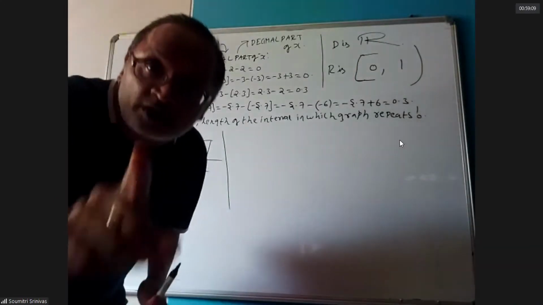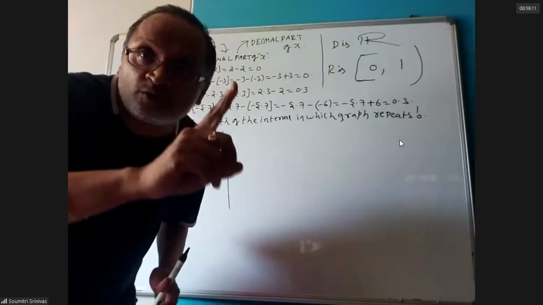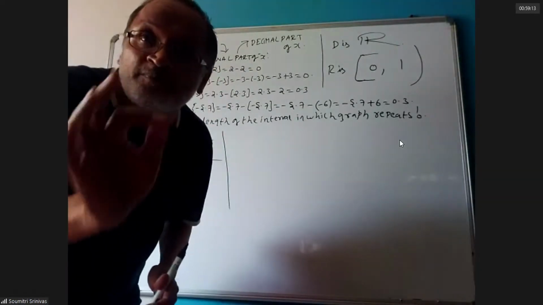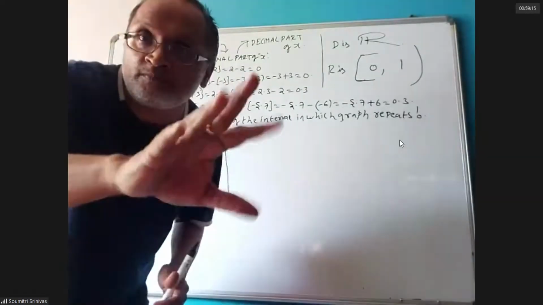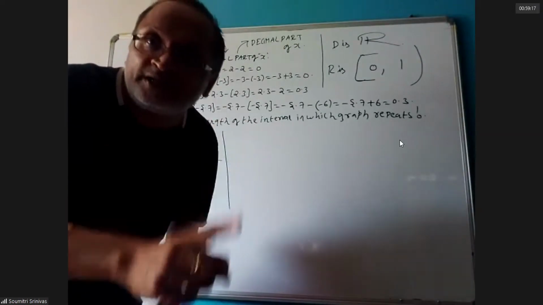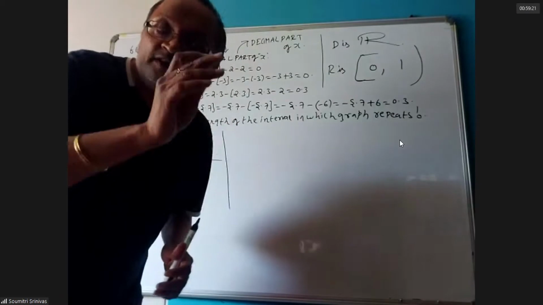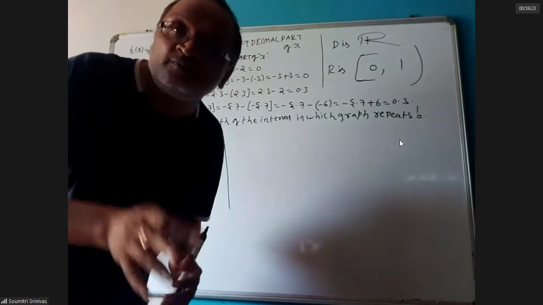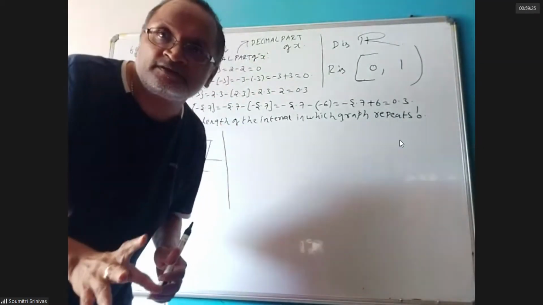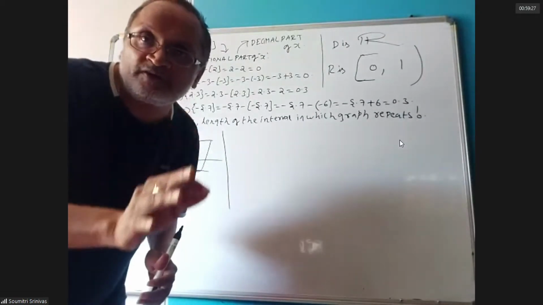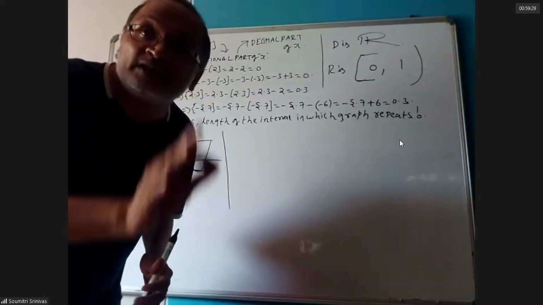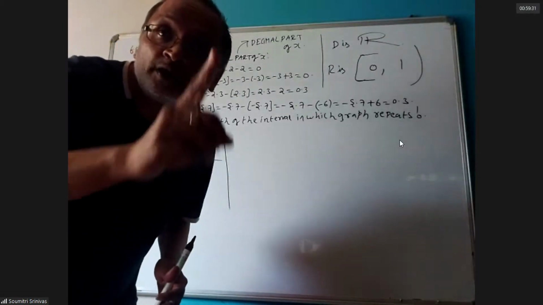If a function is periodic and non-trigonometric, there is only one function on planet Earth. Not sure about Mars and Jupiter. On planet Earth, that is the fractional part of x, the decimal part of x. Fractional part of x is the only non-trigonometric function which is periodic.